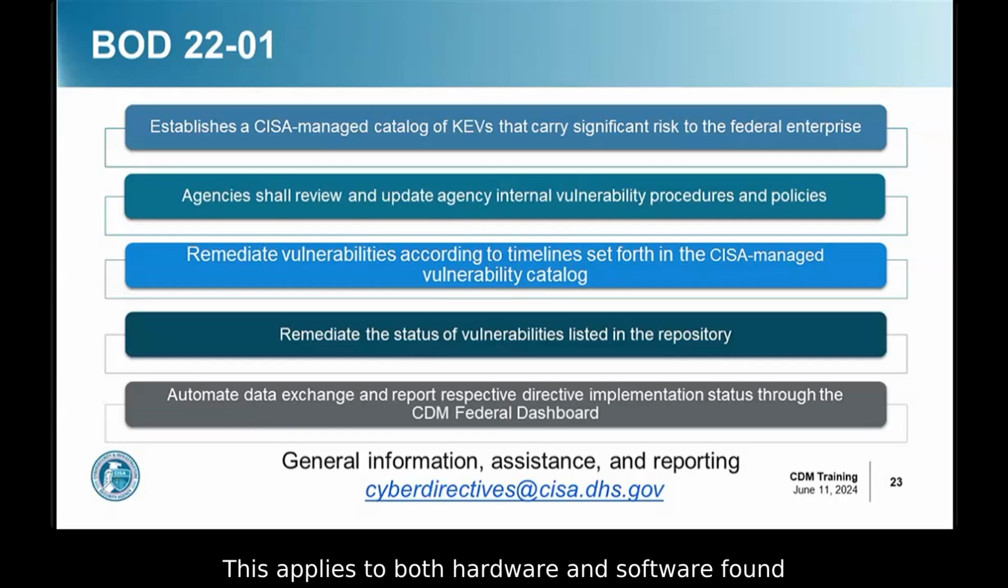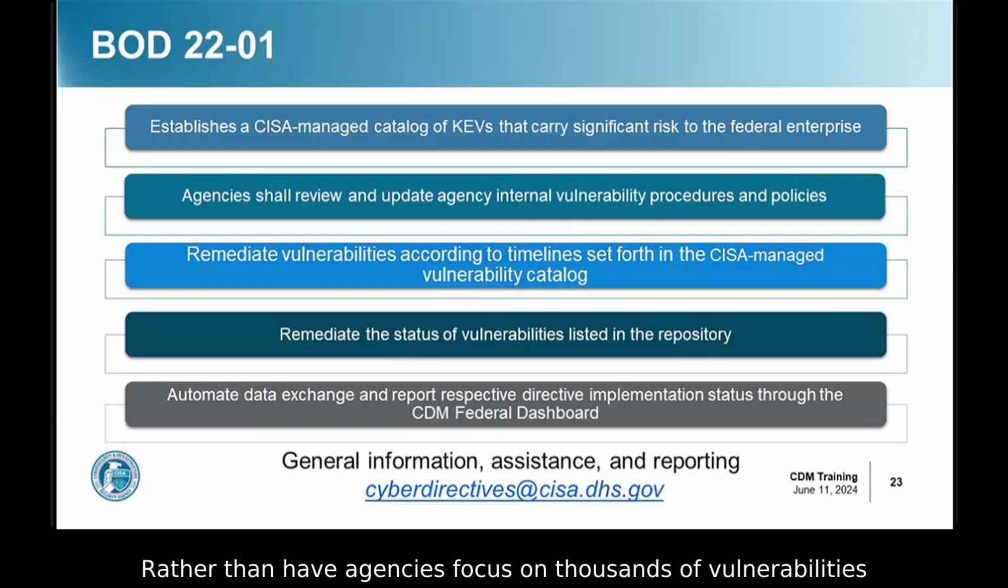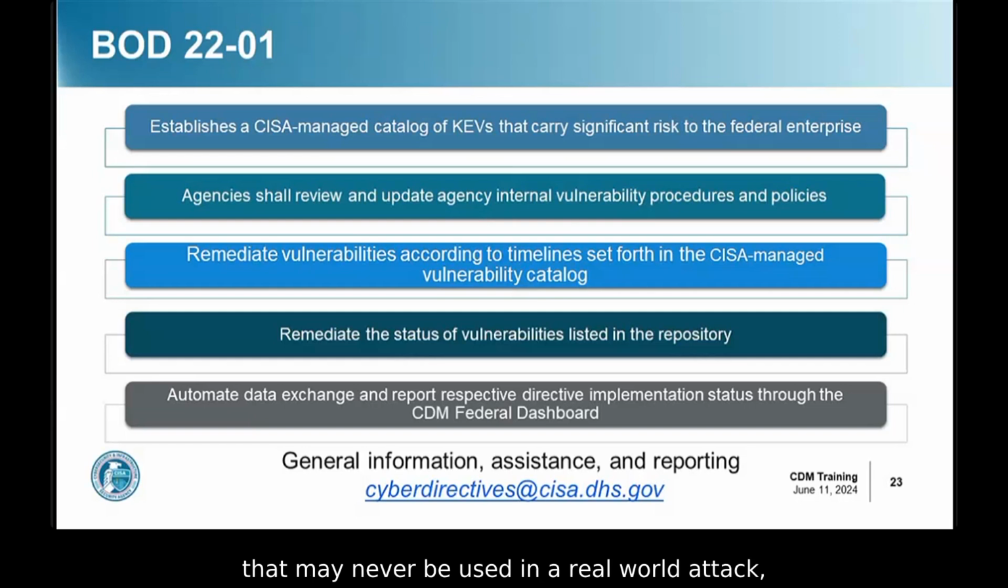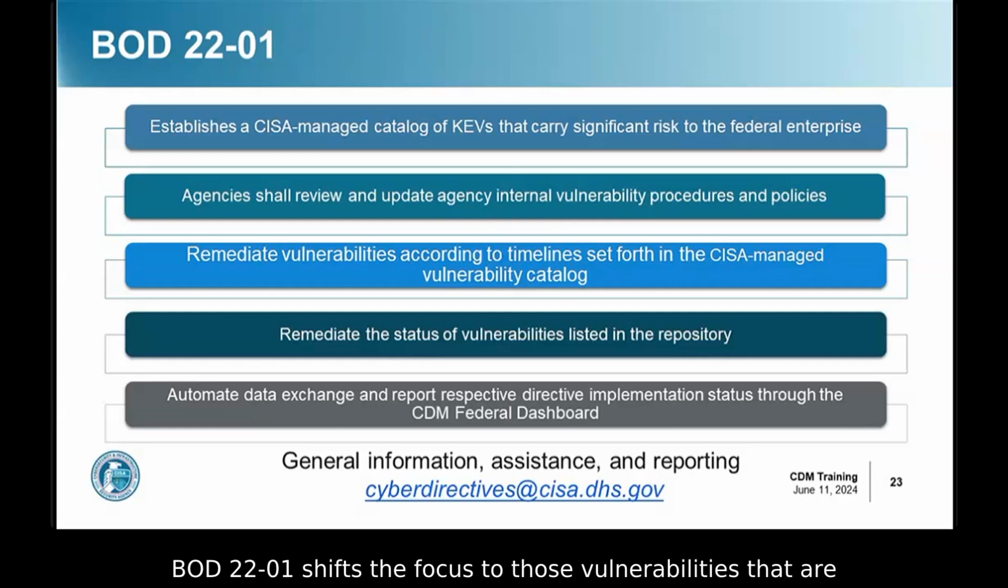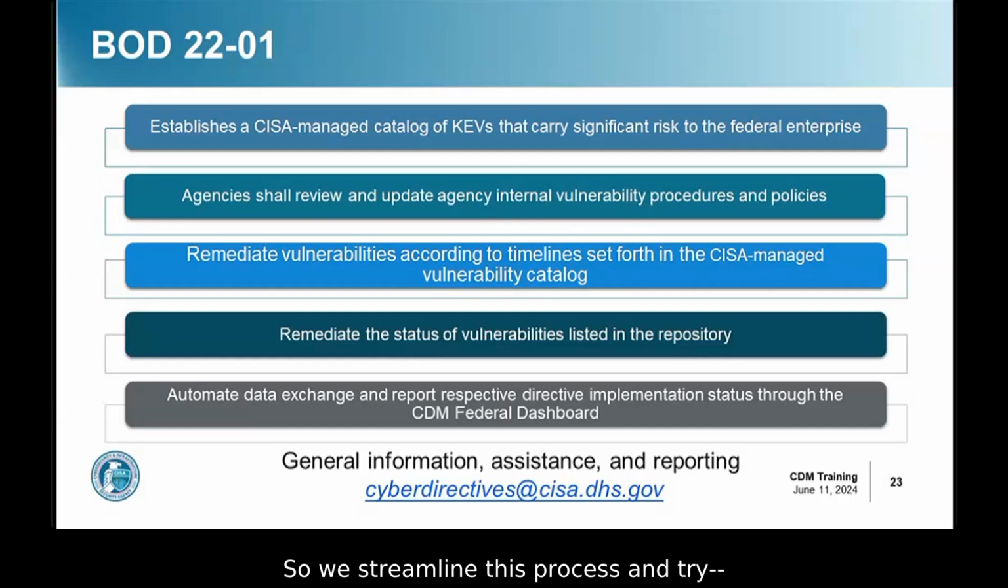This applies to both hardware and software found on federal information systems, managed on agency premises or hosted by third parties. Rather than have agencies focus on thousands of vulnerabilities that may never be used in a real-world attack, BOD 22-01 shifts the focus to those vulnerabilities that are active threats. CISOs realized there are too many vulnerabilities out in the wild, and asked how can we make it easier for our security teams to pinpoint and target a certain subset of vulnerabilities? That's why they came out with this BOD.